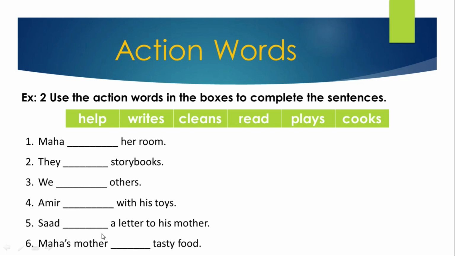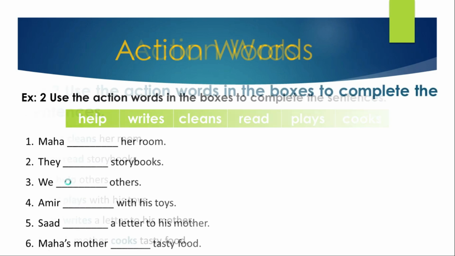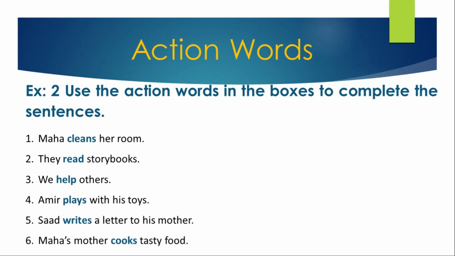Now while filling these sentences, you must keep in your mind how you have to use action words. You have to see that if your subject is singular, then you are going to use s or es with the verb. So let's check the answer. Maha cleans her room. Now here in this sentence you can see Maha is singular and for cleans, we have used s with the verb. They read storybooks. Now they is plural, so we haven't used s with the verb read.